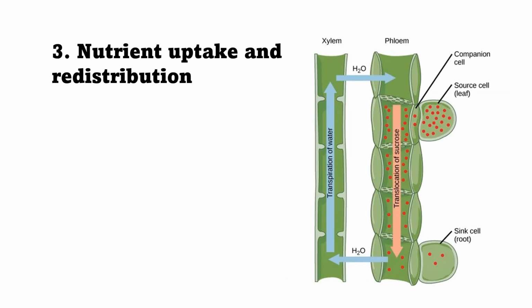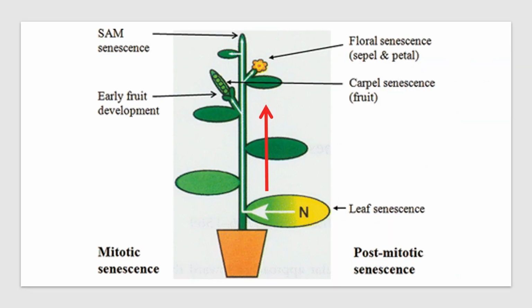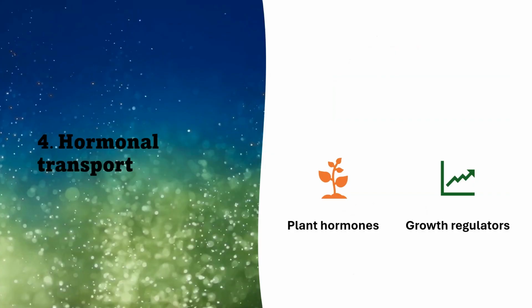Number 3. Nutrient uptake and redistribution. Mineral nutrients are absorbed by roots and transported upward to stems, leaves, and growing regions. During senescence or other physiological processes, nutrients may be withdrawn from certain parts and redirected to active growing areas.